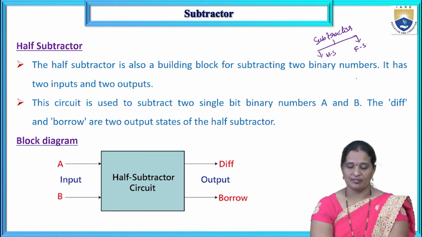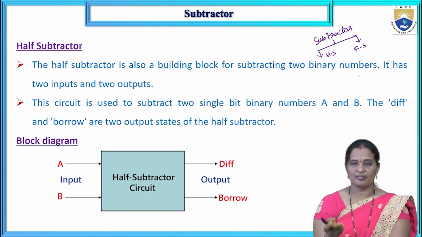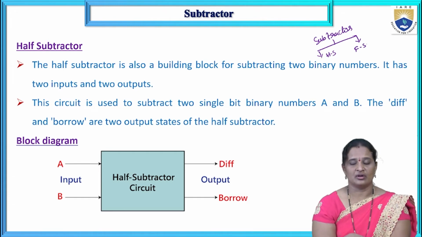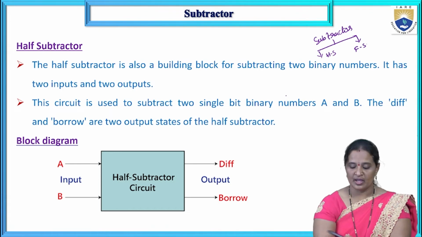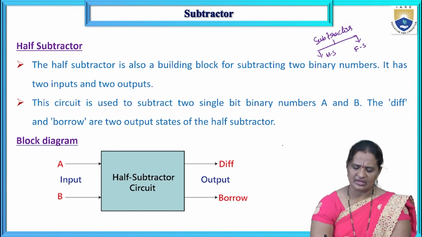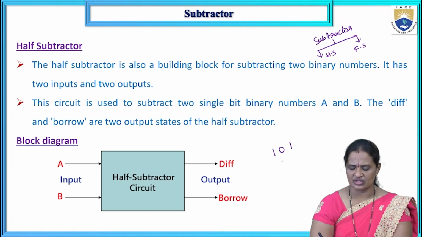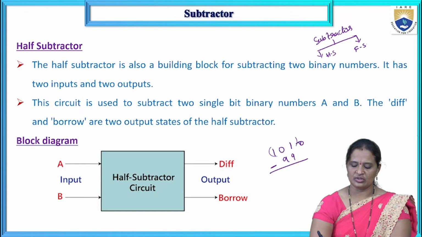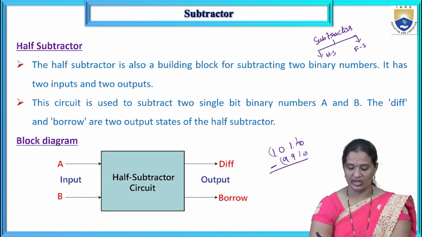Whenever you are performing subtraction, just as we have sum and carry outputs in the case of an adder, there are two possible outputs for subtraction also: the difference output and the borrow output. For example, let us consider a decimal subtraction, 101 and 99. These are decimal numbers. What we will be doing: I cannot subtract 9 from 1 because 9 is greater.